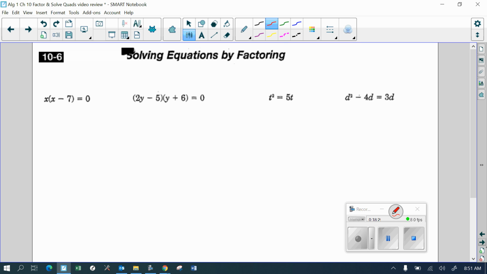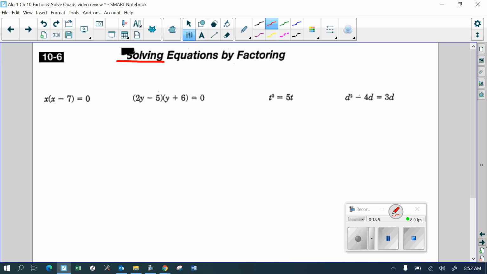Solving equations by factoring. In this one, what they've done is they've already factored for you into your factors right here on the first two. Now notice, we're solving because we have an equation. We have an equal sign, so we can actually solve for numbers now. Before we were just factoring because they were just expressions. Now we have a step further to do.